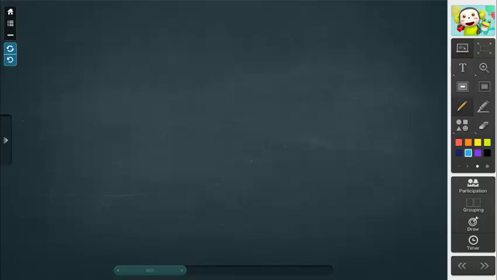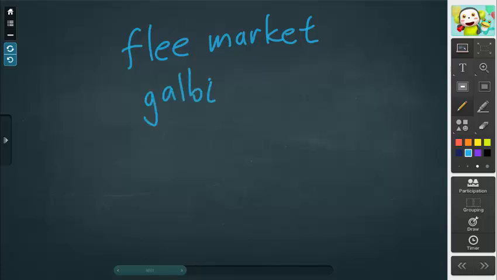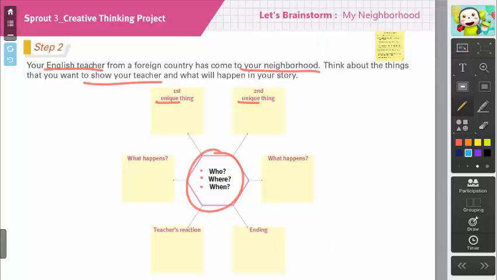And Jamie might tell me, oh, there is a flea market in my neighborhood. Very good, Jamie. All right. And then maybe somebody else. And Julie tells me that there is a Galbi restaurant in her neighborhood. They have a special recipe. It's very delicious and something like that. So brainstorm some possible answers as a class. And then you go back and you can explain the rest.